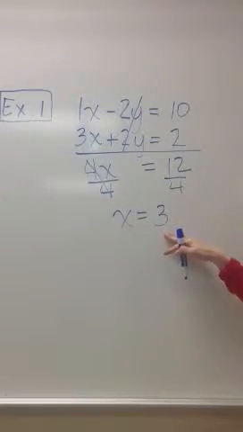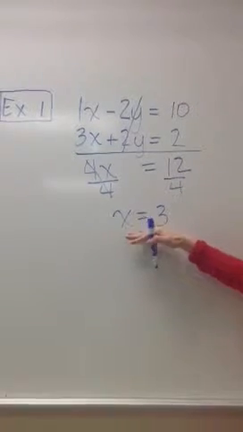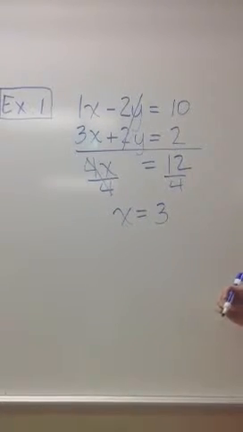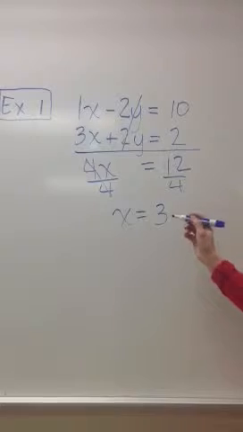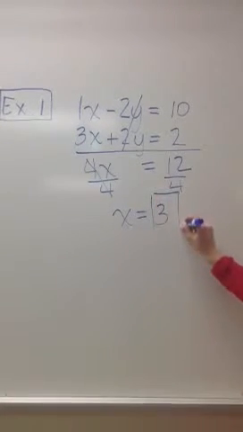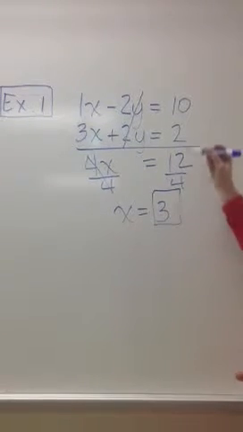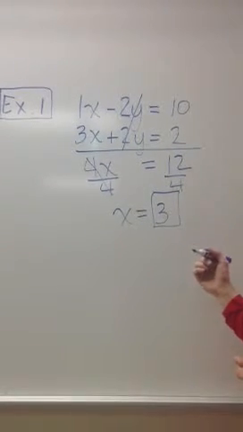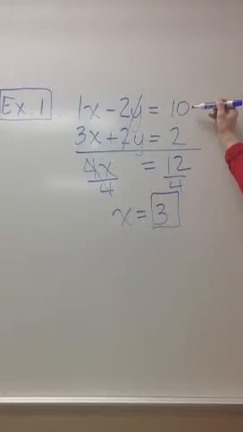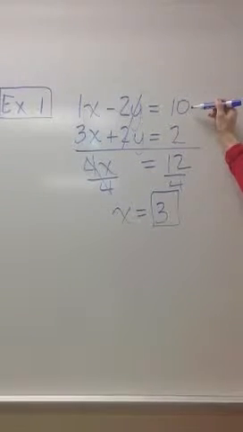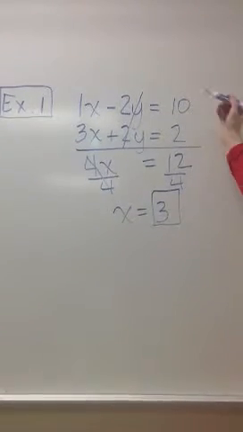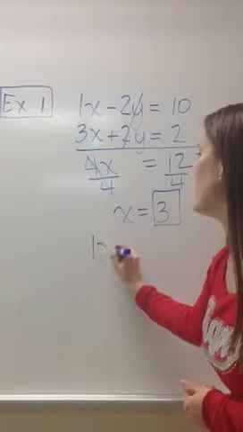Remember, a solution to a system has to have both an x term and a y term. We're going to bring back something we did in the substitution method. I'm going to take this 3, and I'm going to substitute it into one of my equations for the x value and solve for y. I'm going to use this first equation that we had at the top. 1x minus 2y equals 10. I'm going to copy that down here.